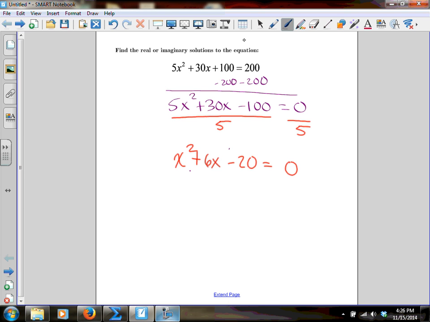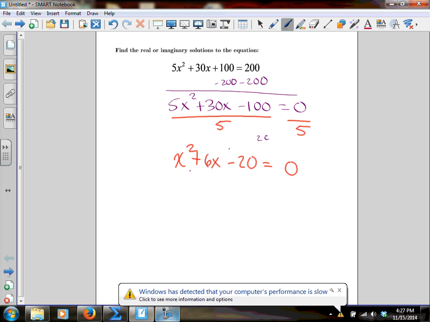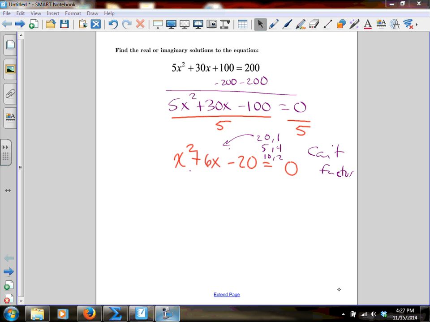First of all, I made the decision that this can't be factored. The reason that I know that this can't be factored is because if I look at 20, the only ways to make 20 are 20 and 1, 5 and 4, or 10 and 2. And none of those are going to combine to make 6x. So I can't factor. Which is unfortunate, but I'm going to move on with my life. So I want to solve this using completing the square.